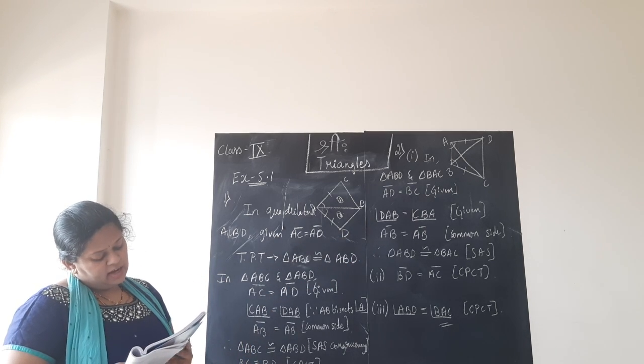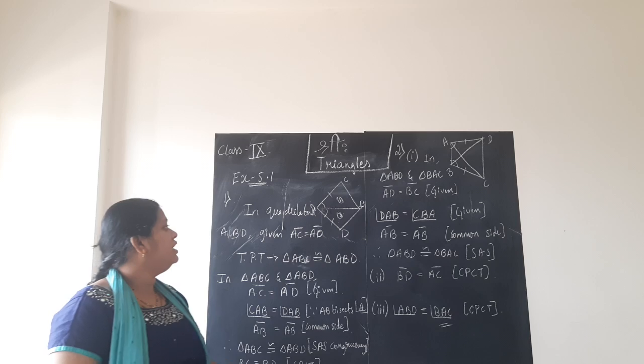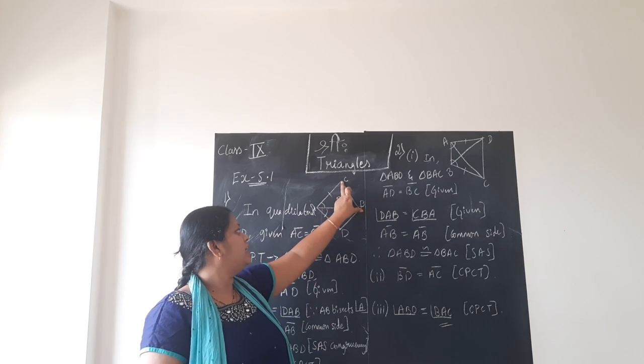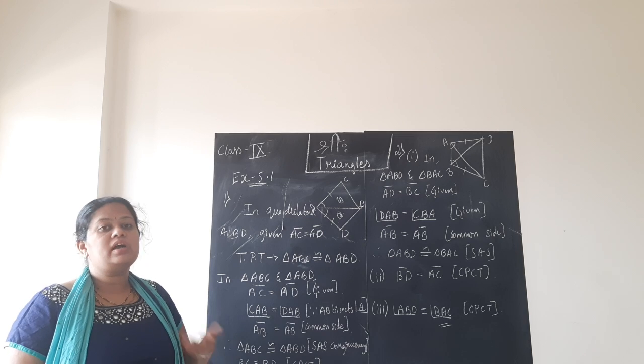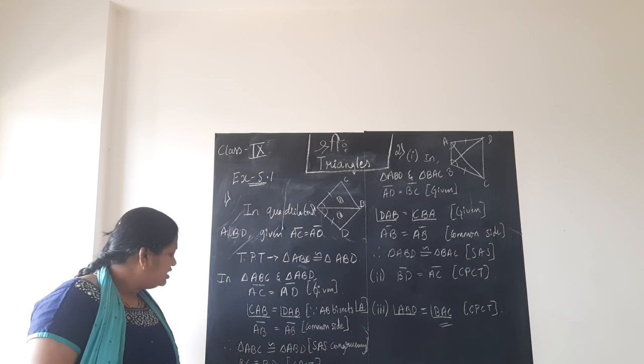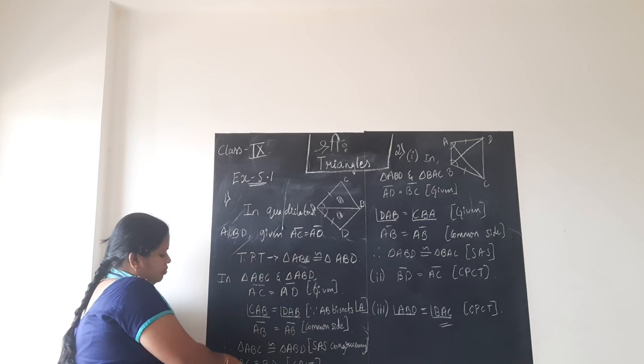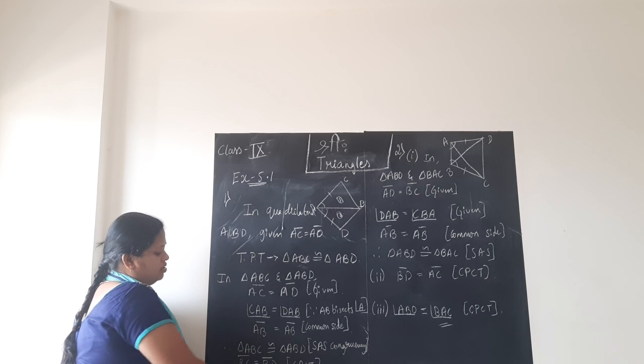But here they have asked, what can you say about BC and BD? So this side is BC, this is BD. How about BC and BD? Are they equal or not is their question. The answer is BC is equal to BD. Side BC is equal to side BD.